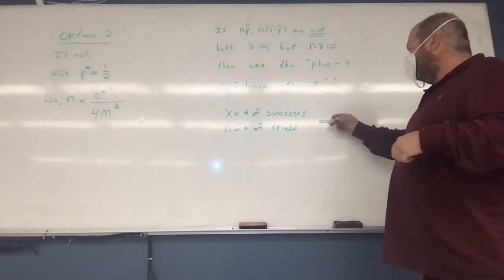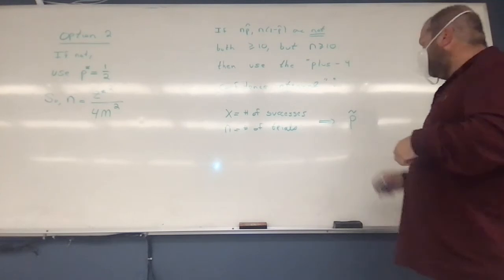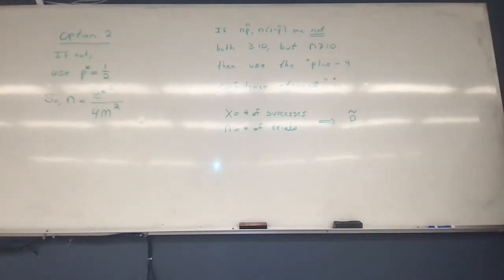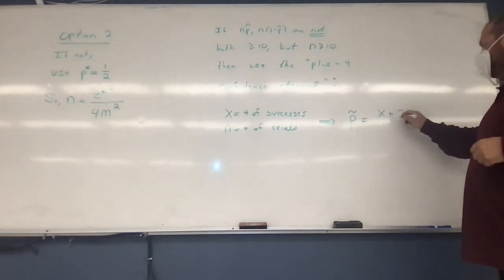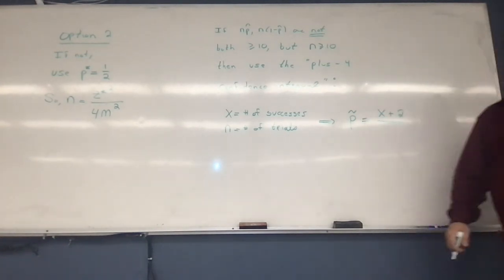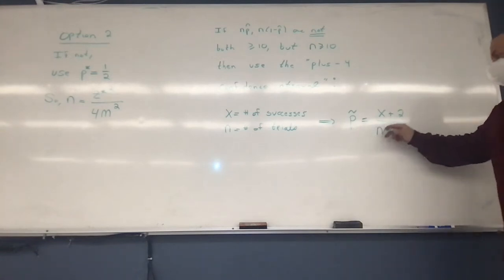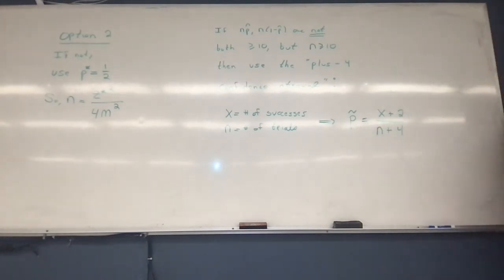Now, we calculate this thing called p twiddle, is the word often used, p twiddle. And what we do is we take number of successes and add 2, and we take number of trials and add 4. The +4 confidence interval. So we don't use p hat, which is x over n. We use p twiddle, which is x plus 2 over n plus 4.